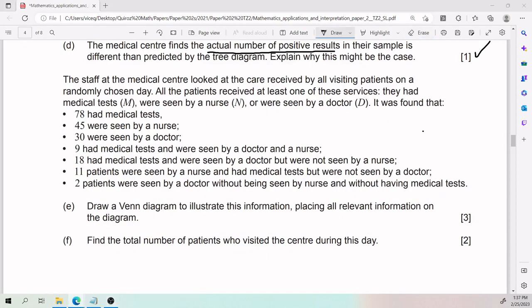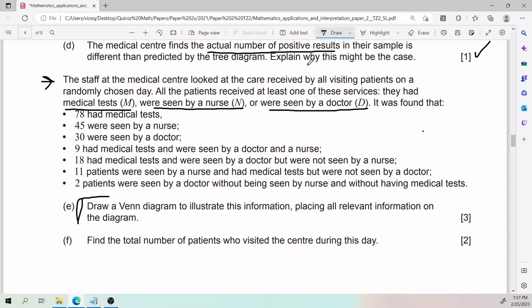All right, and for this next part, they actually give a lot of information, and they tell us that the staff at the medical center looked at the care received by all visiting patients on a randomly chosen day, and that all the patients received at least one of these services. They had medical tests M, seen by nurse N, and seen by doctor D. And then they give us a lot of numbers, a lot of scenarios, and they give us the mission to draw a Venn diagram to illustrate this information, placing all relevant information on the diagram.